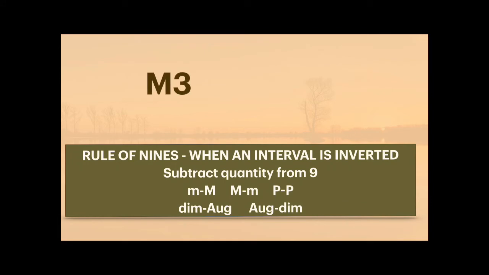Let's try this with a major third. Major becomes minor. 9 minus 3 is 6. So when we turn a major third upside down, when we invert it, we get a minor sixth. Now we'll do minor seventh. Can you figure out what this one is? If you answered major second, you're correct.